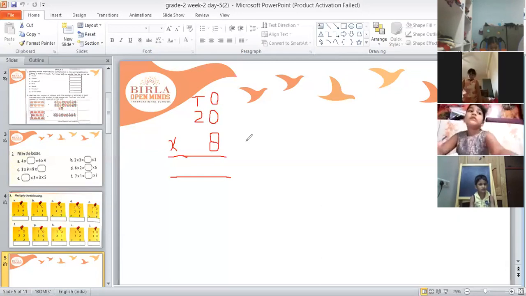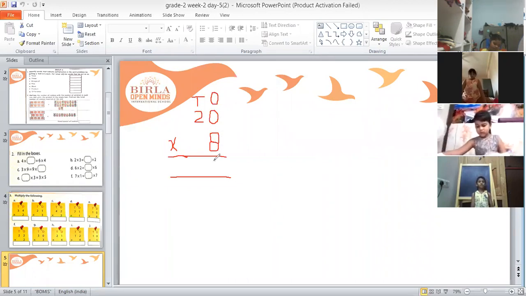Okay, so now we'll start multiplying. Now children, listen carefully how you will multiply. First, whatever number is beside the multiplication symbol, we will recall that number's table. Beside this multiplication symbol, the number is 8, so we will recall the table of 8. Now tell me, 8 zeros are how much? We know that whenever we multiply 0 with any number, we get 0. So 8 zeros are 0. So we will write here 0. Ganesh, are you writing?